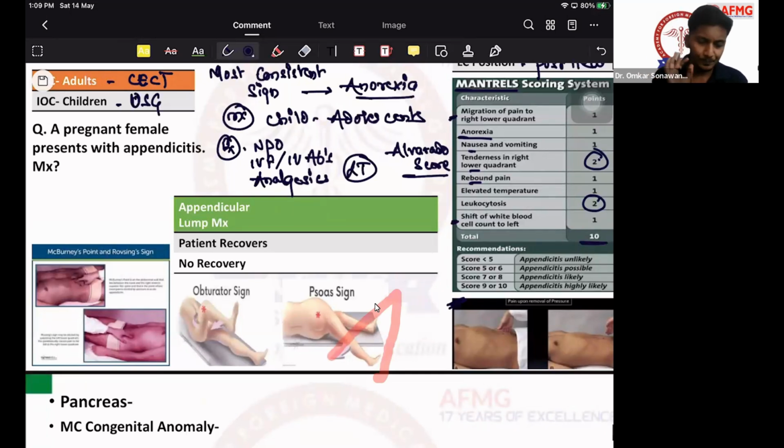Now, please let me know, if the appendix or any part of the bowel perforates and there is peritonitis, what is the appearance seen on abdominal X-ray? One liner. What is the appearance seen on abdominal X-ray in cases of generalized peritonitis? Please let me know that.